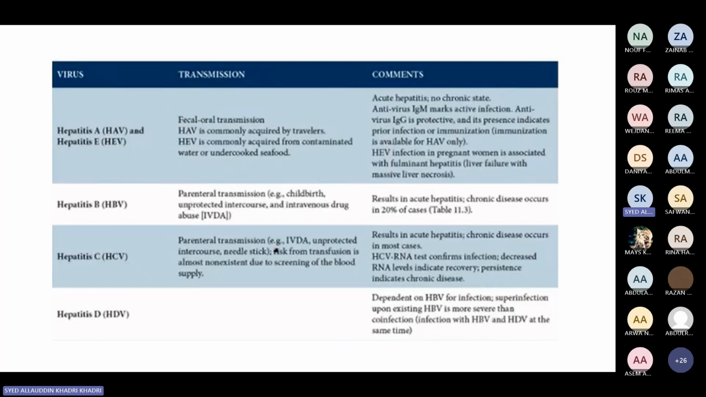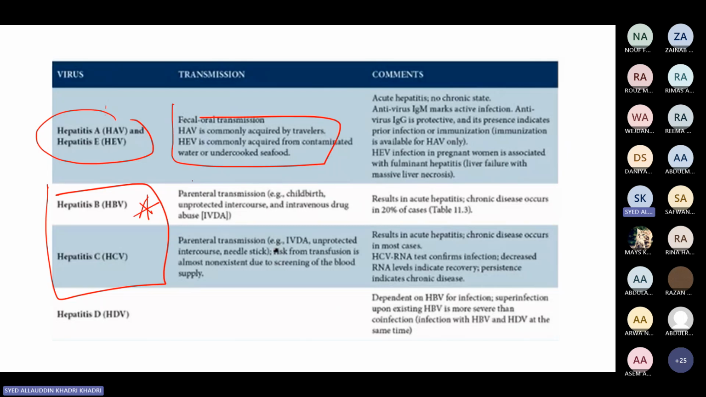Okay. Now I'm not going to go into details, but very important is to know hepatitis A and E together. You can read this, understand the comments. Now our importance is over here, the very, very important hepatitis B: parenteral transmission through childbirth, unprotected intercourse. We have discussed so much in our batches what you mean by unprotected intercourse and intravenous drug abuse. How does it cause acute hepatitis? How does the disease become 20% chronic in hepatitis B virus?